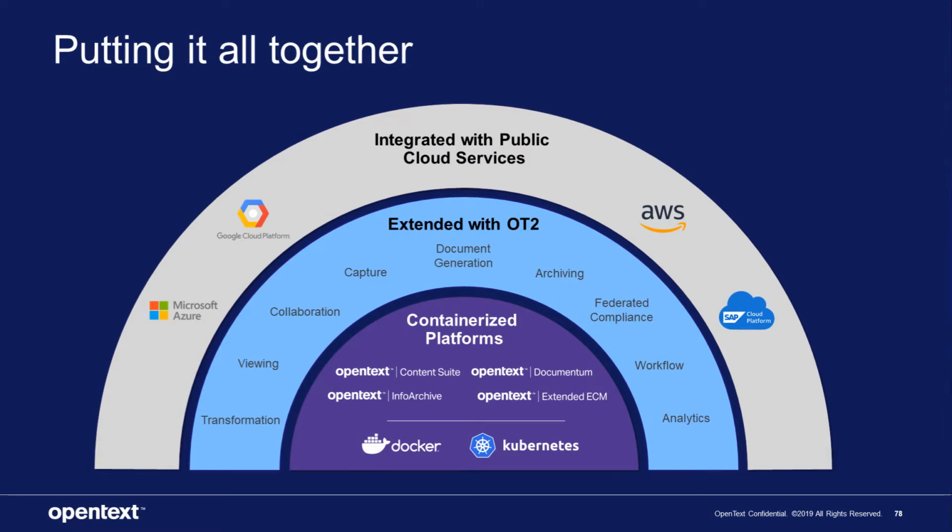So you heard about OT2, you heard about containerization, hyperscalers. So how does it all come together? What we offer you today and with EP7 is containerized platforms, as I talked about before. So Content Suite, Extended ECM, Documentum, D2, Info Archive, they will all be available as Docker images and containers. So you can immediately make use of that in the data center of your choice.